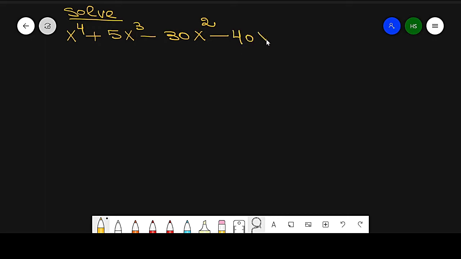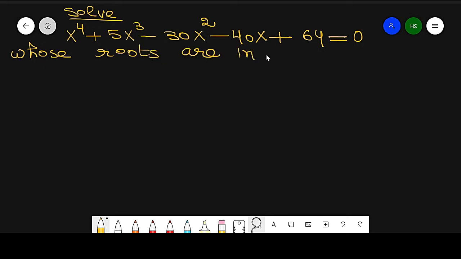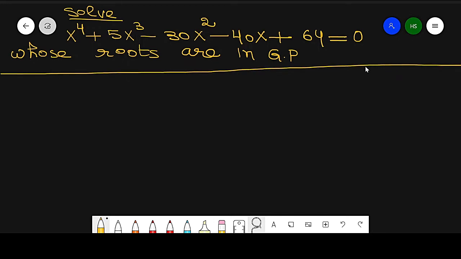Now the statement of the next question is: solve the equation x raised to power 4 plus 5x raised to power 3 minus 30x raised to power 2 minus 40x plus 64 equal to 0, whose roots are in GP, geometric progression. So solve this equation whose roots are in GP.